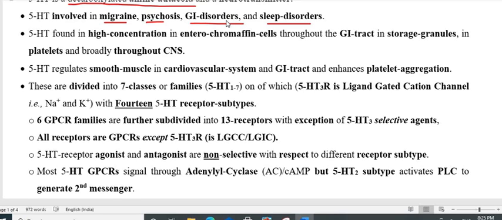Regarding the presence of 5-HT, it is found in high concentration in enterochromaffin cells present throughout the GI tract, in the storage granules, also in the platelets, and also in the central nervous system, that is CNS.